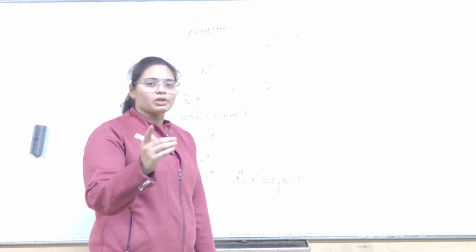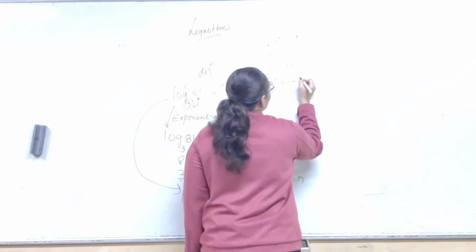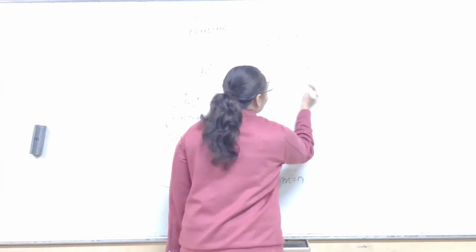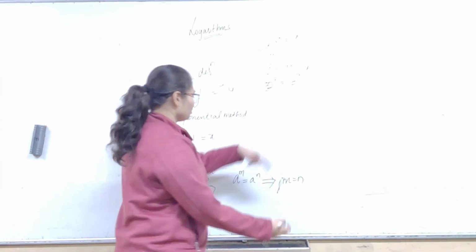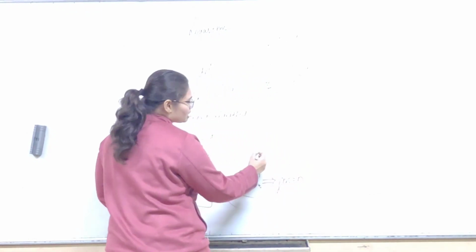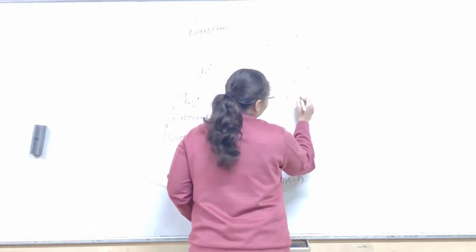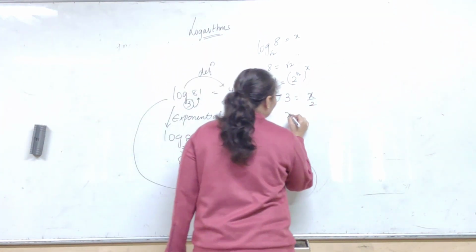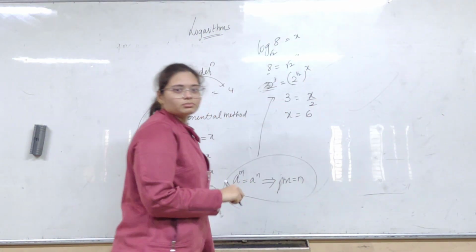What is meant by root 2? Right, 2 power 1 by 2. 2 power 1 by 2 power x. Right? See, again the power base is same. So same with this formula. 3 is equals to x by 2. Right? So x is equals to 6.